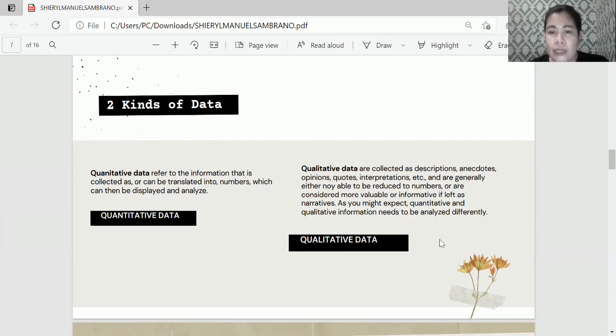Qualitative data are collected as descriptions, anecdotes, opinions, quotes, interpretations, and are generally either not able to be reduced to numbers or are considered more valuable or informative if left as narratives. As you might expect, quantitative and qualitative information needs to be analyzed differently.